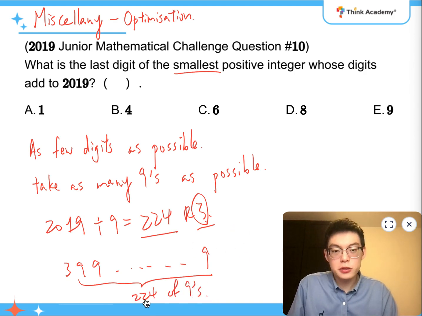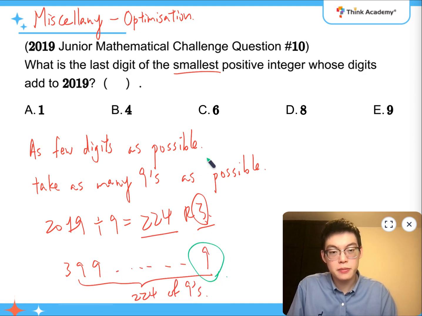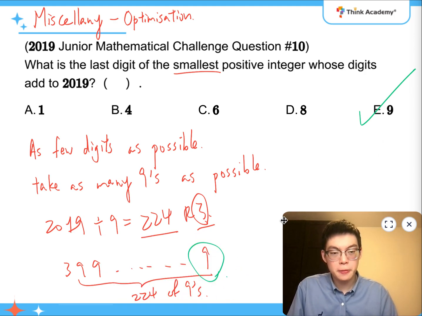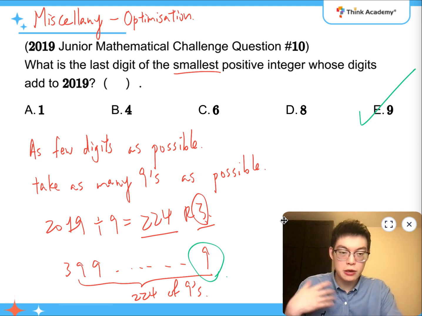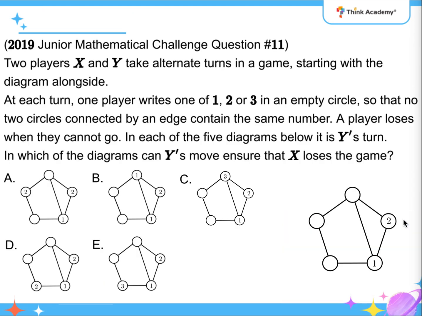But anyhow, the last digit is going to be 9, right? So the answer is going to be E for 9. Does it make sense? So you need to be very clear about the logic when you're trying to compare the numbers, and that's how you can solve this question. All right, and the next one I need to hide myself for now.